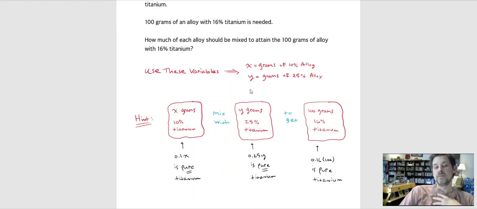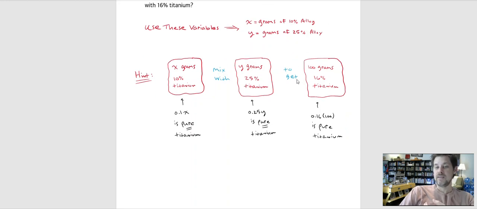When I solve this problem, I'm going to use variables. I don't know how much of each alloy I'm going to need, so I'll use x and y. I'll say x is the number of grams of the 10% alloy and y is the number of grams of the 25% alloy. My thinking goes like this: we're going to mix so many grams of the 10% titanium mixture with so many grams of the 25% mixture, and we're going to get 100 grams of a 16% mixture.